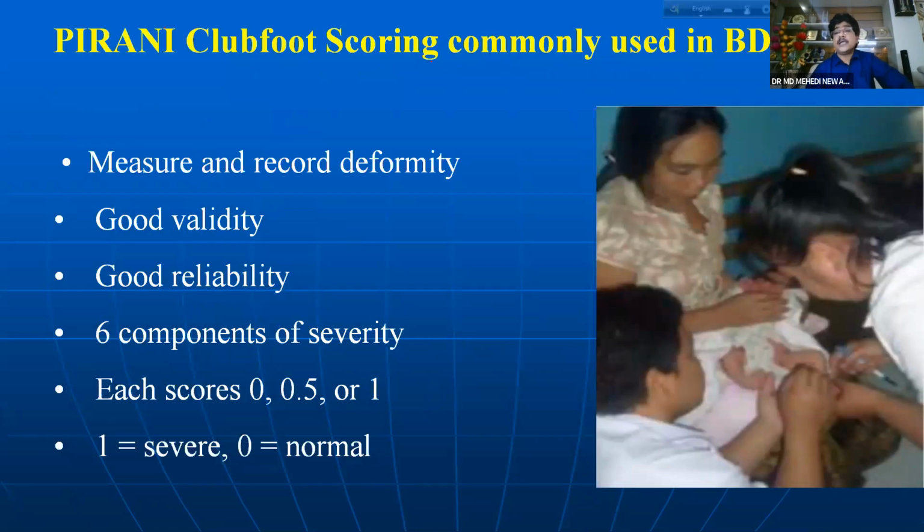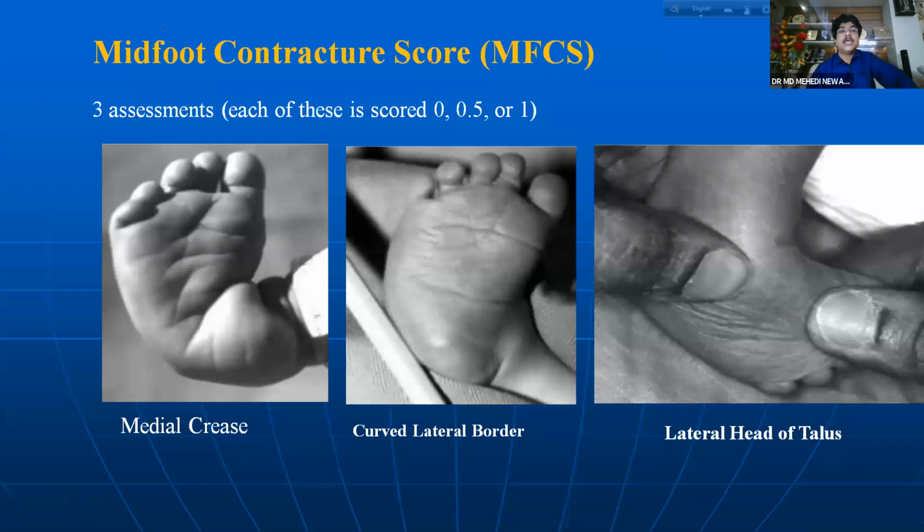The Pirani clubfoot score is commonly used in Bangladesh and all over the world because it measures and records deformity, with good validity and good reliability. It has 6 components of severity. Each score is 0, 0.5 or 1. 1 means severe and 0 means normal. The midfoot contracture score has 3 components: a medial crease, a curved lateral border, and the lateral head of the talus.